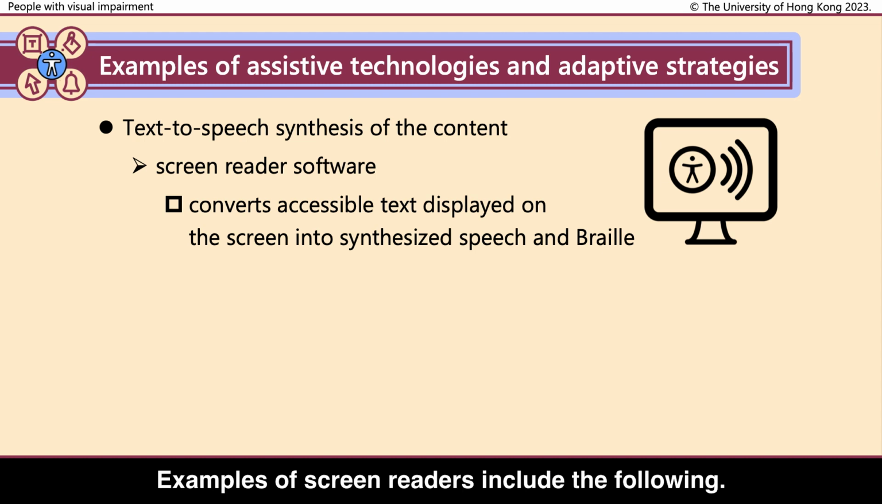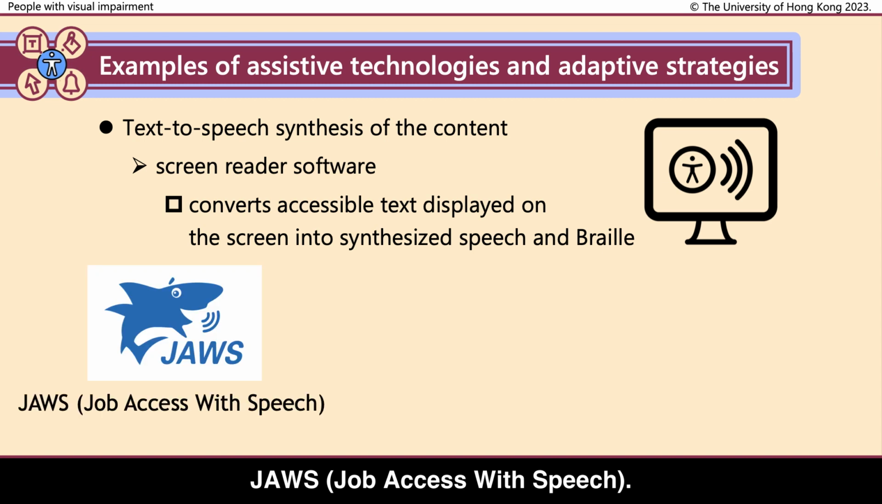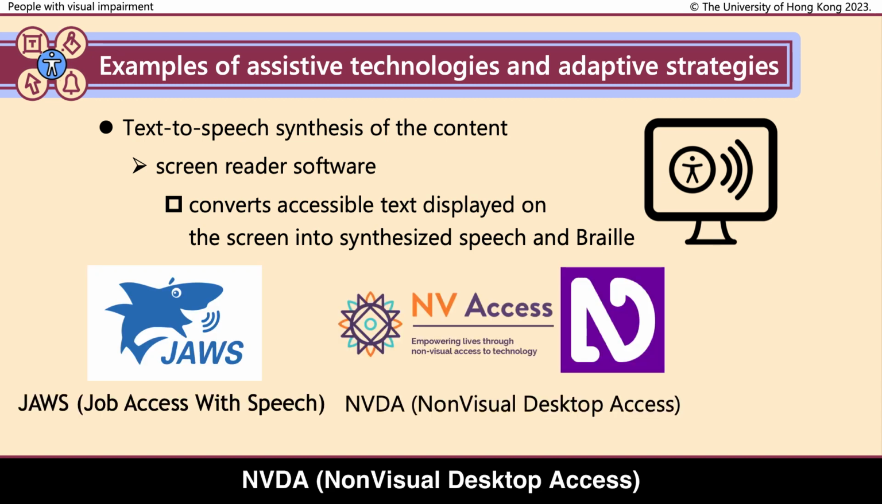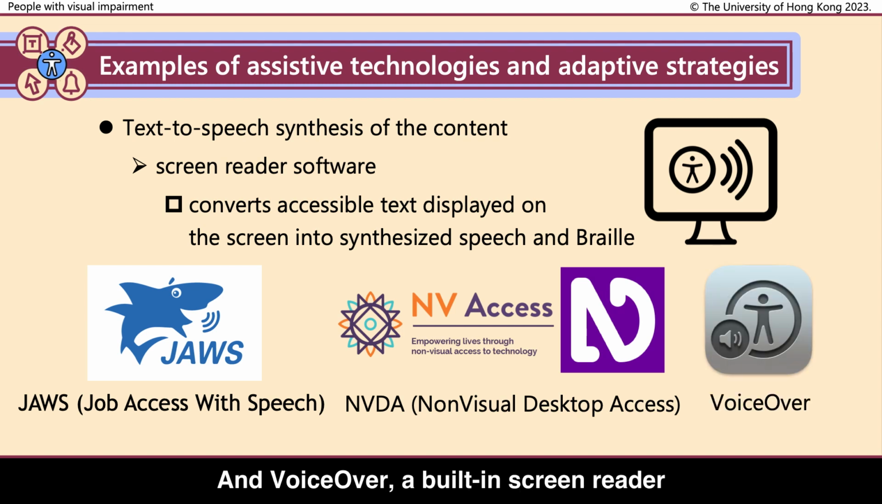Examples of screen readers include the following: JAWS, Job Access with Speech. NVDA, Non-Visual Desktop Access, available for download and use free of charge, and works on devices running Windows. And VoiceOver, a built-in screen reader in devices running macOS and iOS.